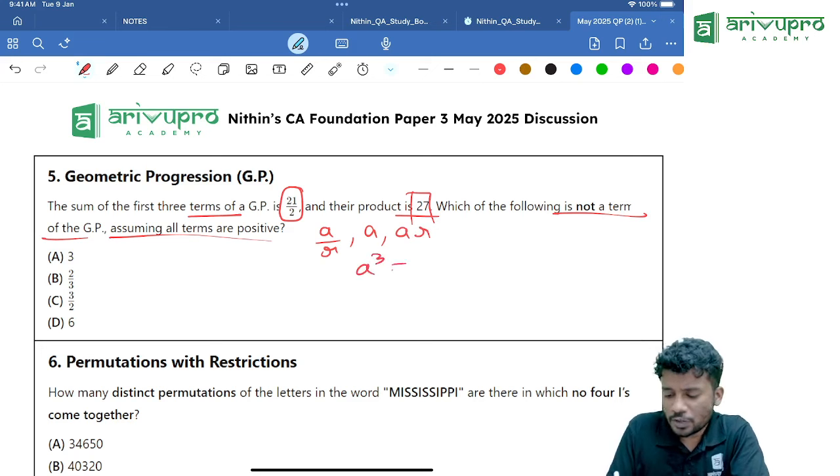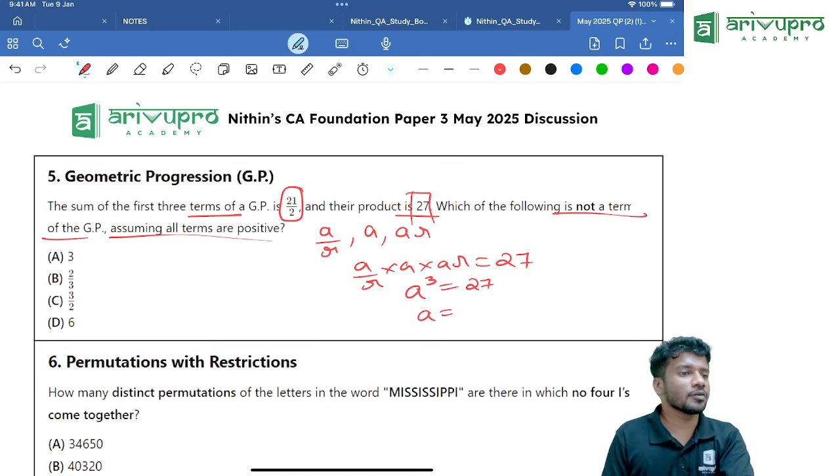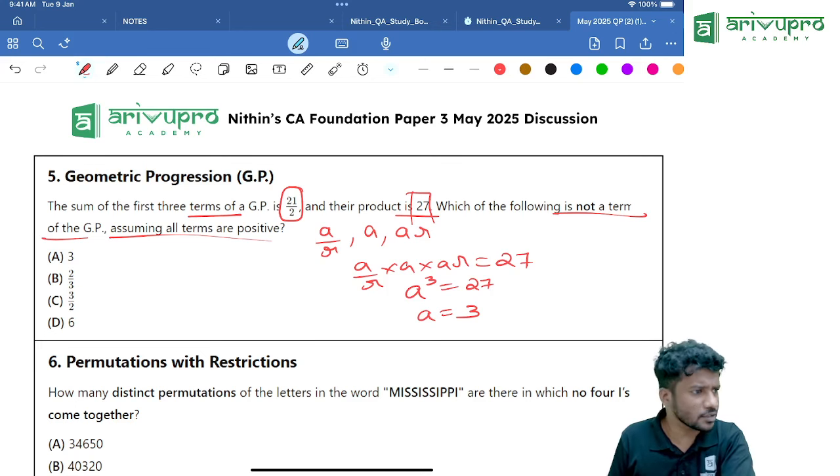The product is A cube. That means A by R into A into AR is equal to 27, as per the question. That means A cube is equal to 27. You tell me then the value of A is 3. A is equal to 3. We are not taking minus 3, because all terms are positive. So A is equal to 3. That means one of the terms should be 3.